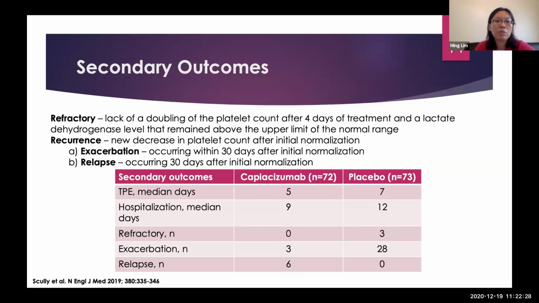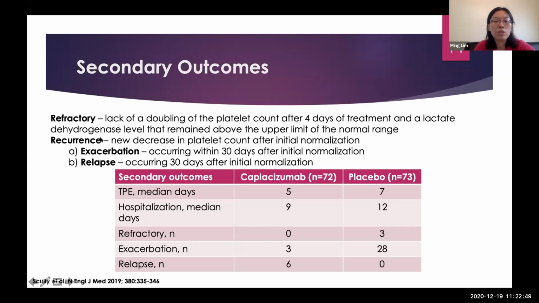They had some other secondary outcomes which are shown here, but before I go into it, I think it's worthwhile talking about how they define these secondary outcomes. So refractory means, in this study, a lack of doubling of platelet count after 4 days of treatment and an LDH level that remained above the upper limit of the normal range.